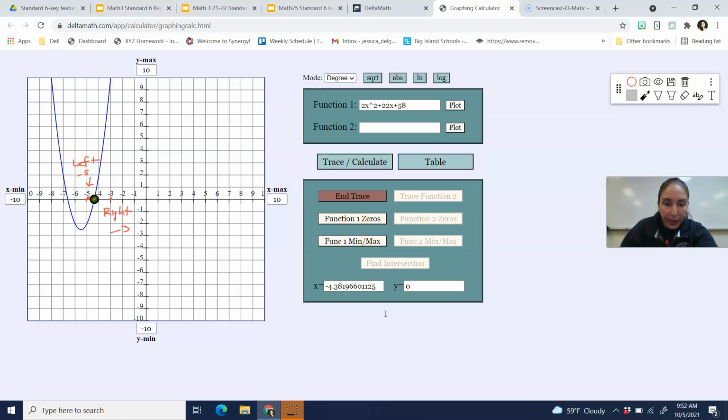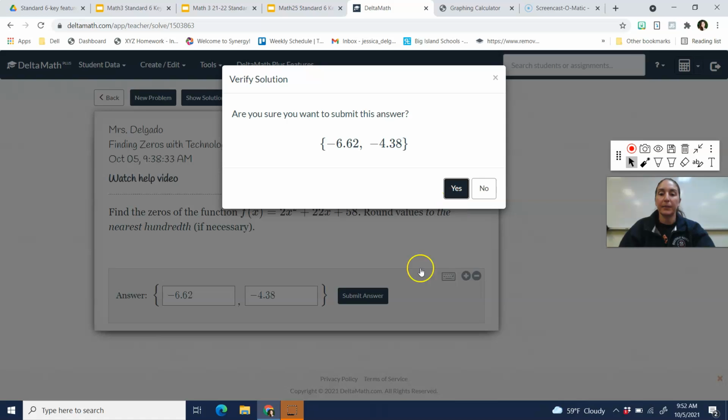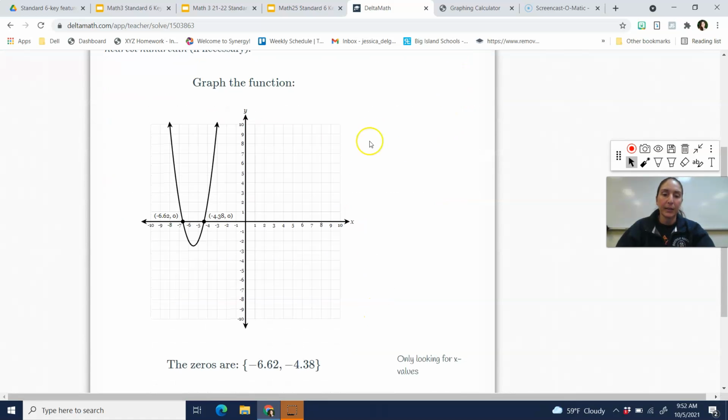Okay, here's my number, -4.381. Again, we're rounding to the nearest hundredths, I mean second decimal. So 1, 2, the next number is a 1, so we don't need it. Let's submit. Hey, we're right, because that's what we found was that intercept.